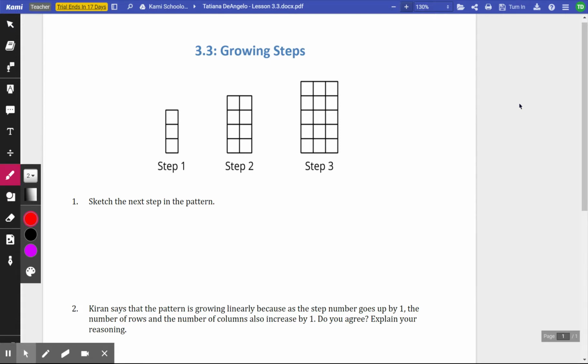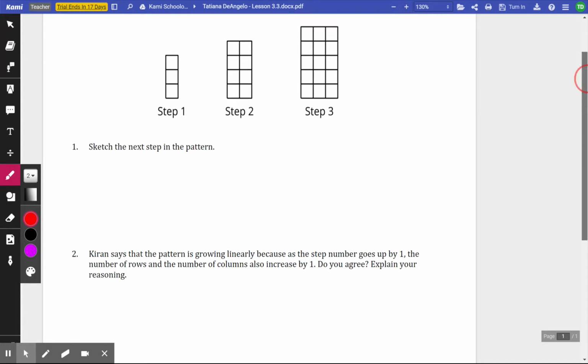So hopefully you submitted 3.2, you watched the video, and now you're on 3.3 and you're understanding better how to see patterns and how they're related to the step number. So that's what number 1 is asking you to do.